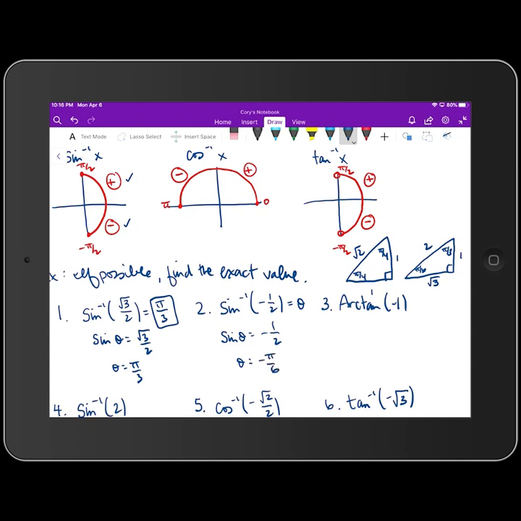So that fits our range, or our outputs, for the inverse sine function. 11 pi over 6 does not lie between negative pi over 2 and pi over 2, but negative pi over 6 does. Okay, so this here is going to be equal to negative pi over 6.